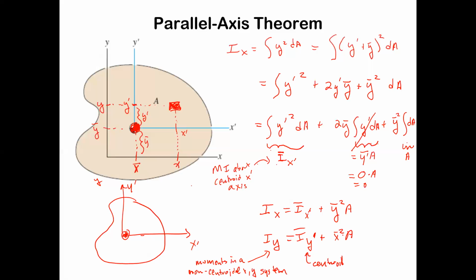We'll write that a little clearer, the centroidal moments, and x bar squared A. This x bar is the centroid location in the xy coordinate system.